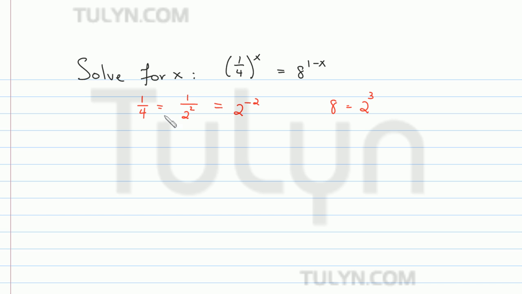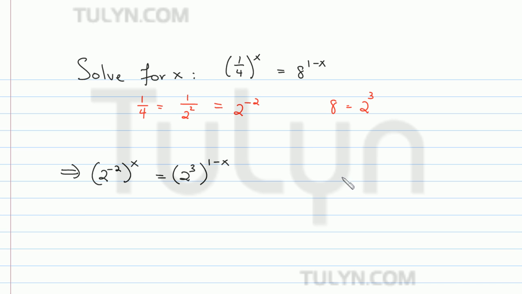So now what we can do is replace the 1/4 and the 8 by these expressions that have base 2. So let's do that. We have (1/4)^x, so (2^-2)^x, and that's equal to (2^3), or 2 cubed, to the 1 minus x. So this is what our equation looks like, and let's simplify a little bit before we move on.